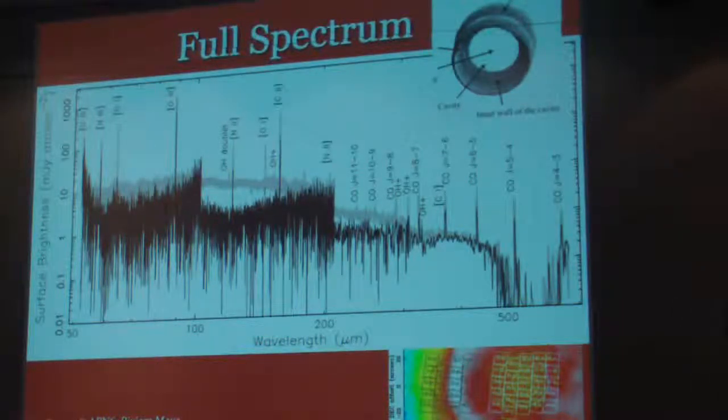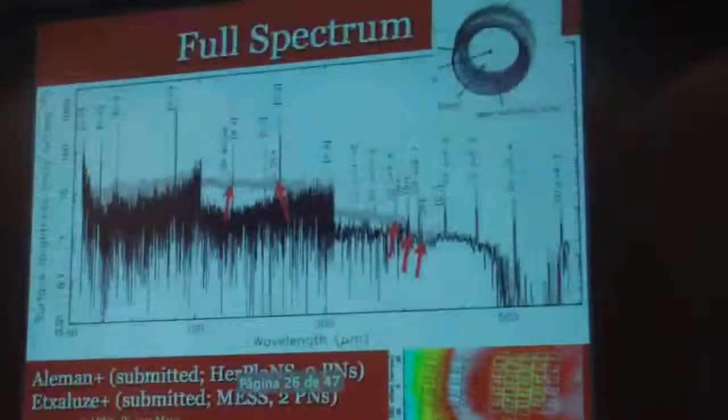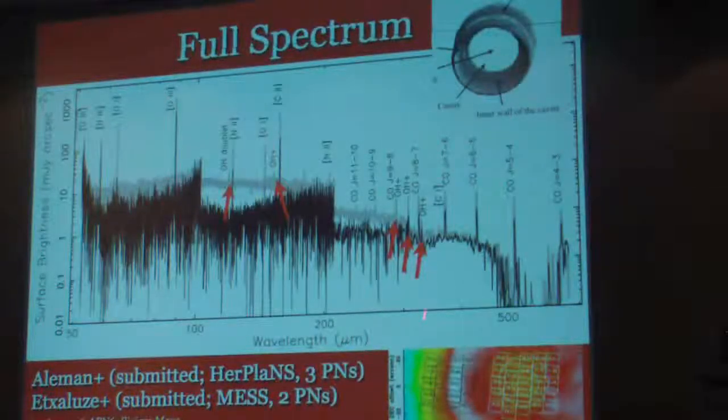And one thing I should point out here is that we made a detection of OH+. So these lines here, and then there's the OH doublet here. This OH+ emission is detected for the first time in planetary nebulae. And this discovery was made simultaneously by the MESS group. So we are trying to submit papers and publish at the same time to commemorate.